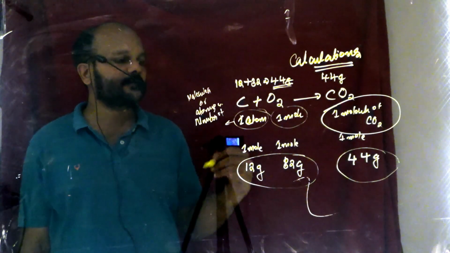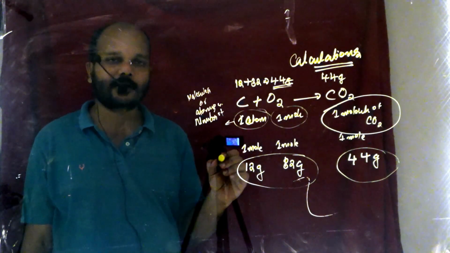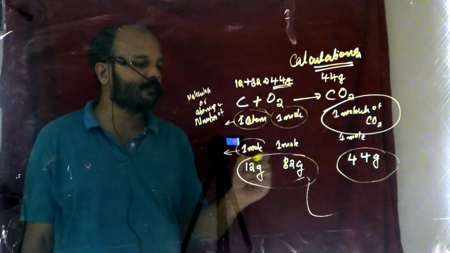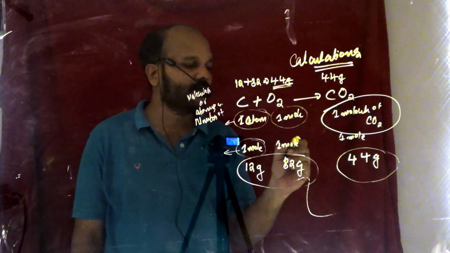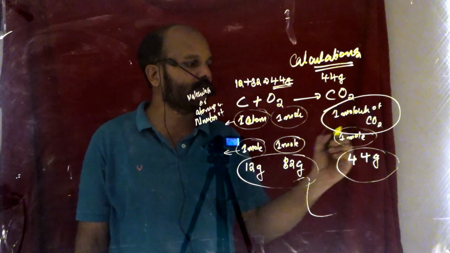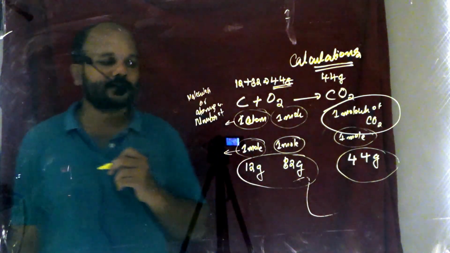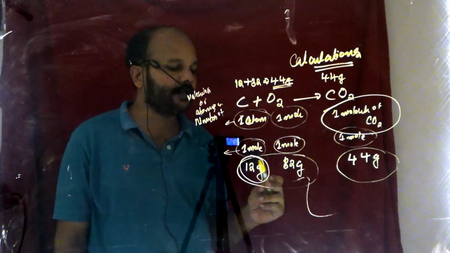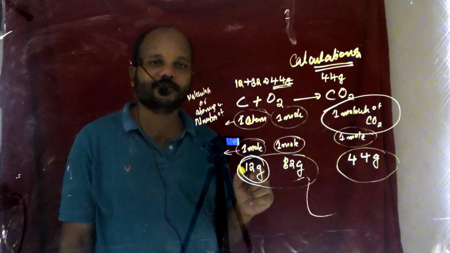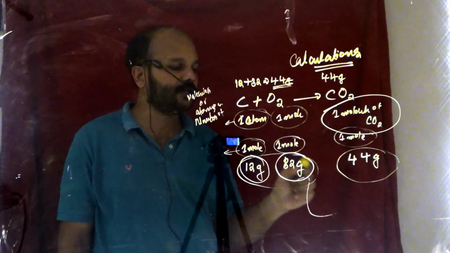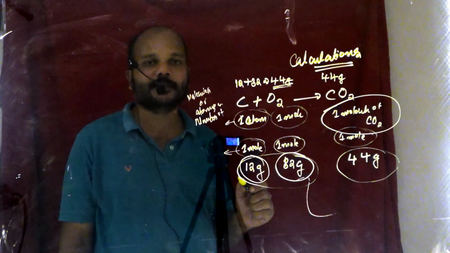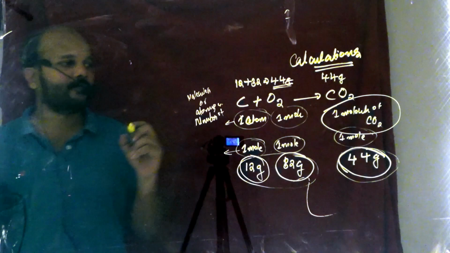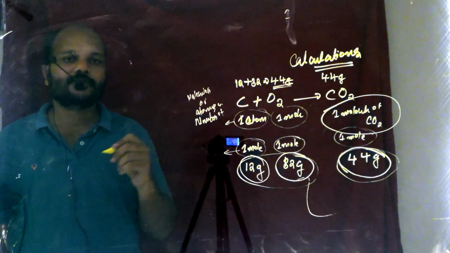In terms of moles also you can count. Suppose one mole of carbon is reacting with one mole of oxygen, it is going to form one mole of carbon dioxide. In terms of mass also you can count. One mole of carbon, its mass is going to be 12 gram. It is going to react with one mole of oxygen, which is 32 gram. So this is going to form 44 gram of carbon dioxide.